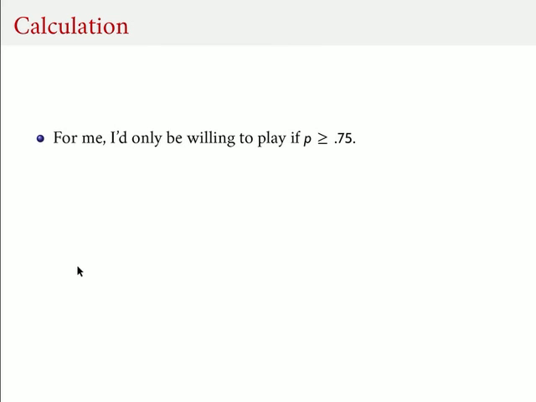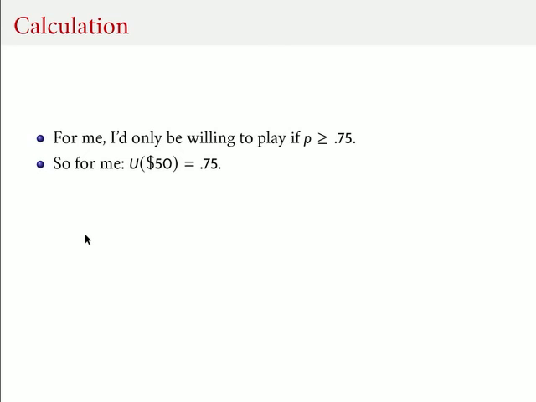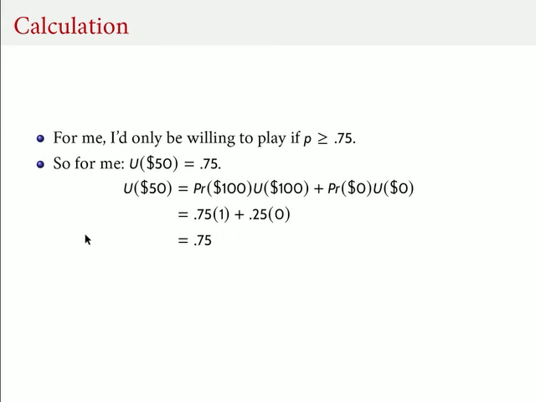So for me, I'd only be willing to take this gamble if P was at least 75. So if the chance of winning $100 was 75%, I would start being willing to take this gamble as opposed to having a guaranteed $50. So that's my answer. Therefore, following the method we just discussed, for me, the utility of $50 is 0.75 or 3/4. And the way we can show that is that since I'm indifferent between a guaranteed $50 and a bet where we have a 3/4 chance or 75% chance of winning 100 versus a 1/4 chance of winning 0, and then since our stipulations about 0 and 100 being the best and worst outcomes, we simply show that the utility of $50 is 0.75.